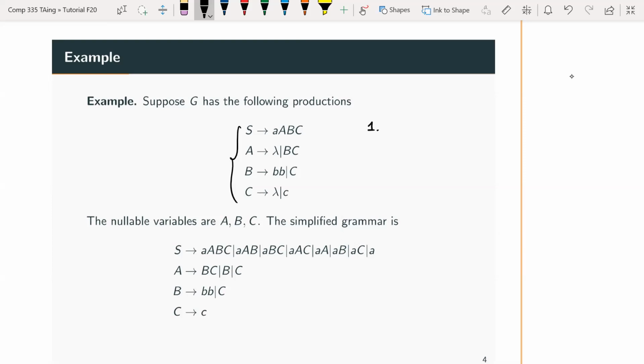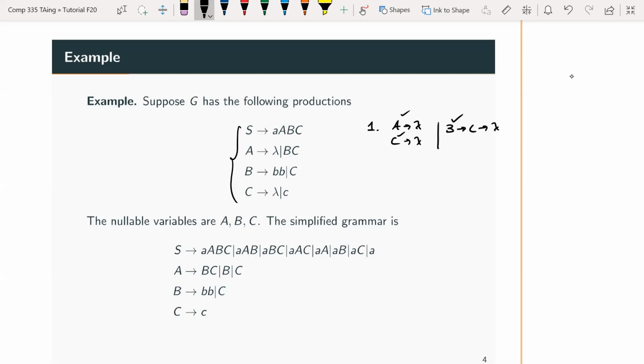So what are they? Well, clearly I know that A gives me lambda, so this guy is a nullable variable. Then I know that C gives me lambda, so this guy is a nullable variable. Is there anything else? Yes. I know that B gives me C, but then I know that C gives me lambda. So that means that B is also a nullable variable.